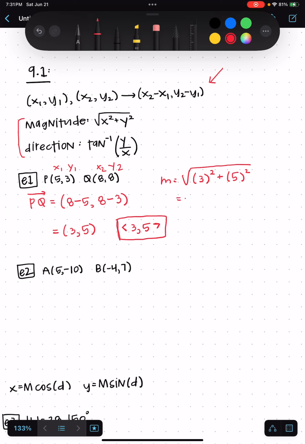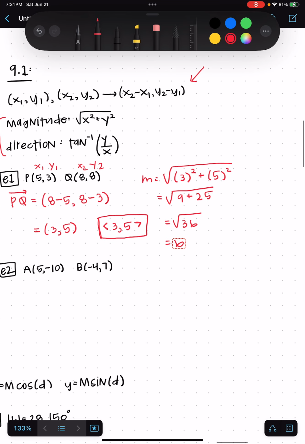So when I simplify that, I'm going to end up with the square root of 9 plus 25, which is the same thing as saying the square root of 36, which is 6. So my magnitude is 6. And then the last thing we have to do is find the direction, which is what we're going to use that bottom equation that I have written down.